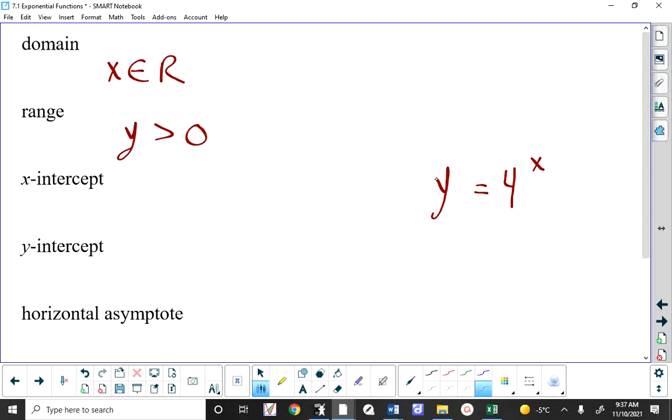X-intercept, well, if it never touches the x-axis, there is no x-intercept. Y-intercept is y equals 1, or (0, 1) if you want to use an ordered pair. And the horizontal asymptote is the x-axis, whose equation is y equals 0. We're good with that? Any questions with example 1a?